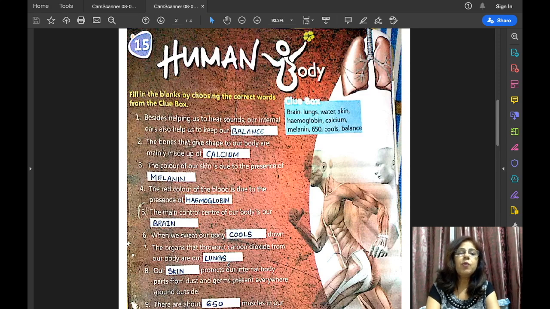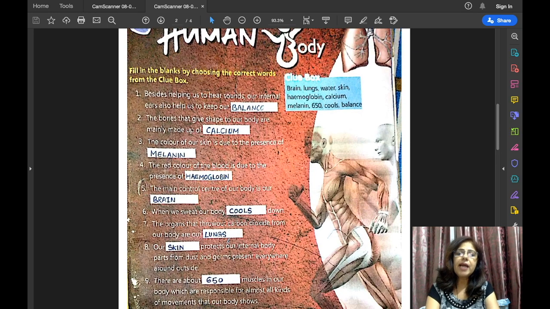Second, the bones that give shape to our body are mainly made up of calcium. So all the bones inside our body that give shape to our body are made up of calcium. Number 3, the color of our skin is due to the presence of melanin. So the color of the skin, whether it is fair, whitish or dark, all depends upon the presence of melanin in our body.